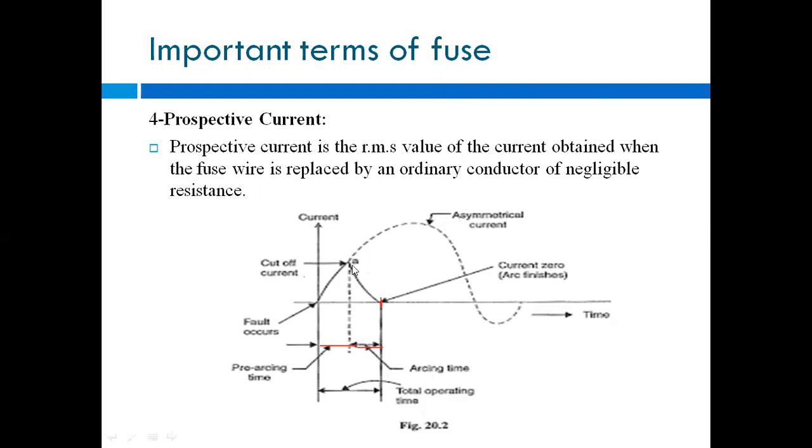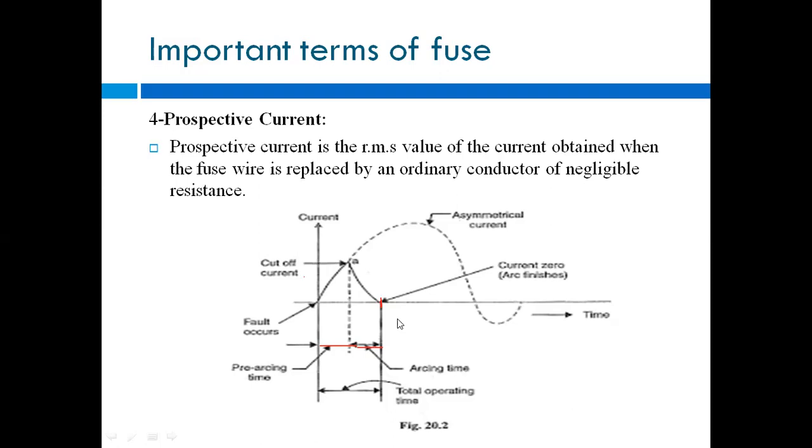When your fuse actually starts working, that is the cutoff current, shown by this point A. Its conductor starts melting, that is the cutoff current. Then it decreases. Up to this point is the arcing time, when it starts melting due to very high current and there will be arc production. We have to extinguish that arc. To extinguish that arc, the arc that has been produced has to be vanished.